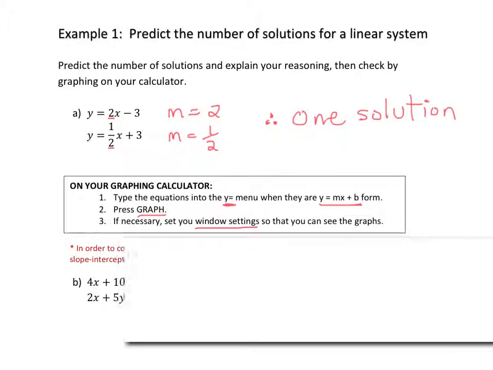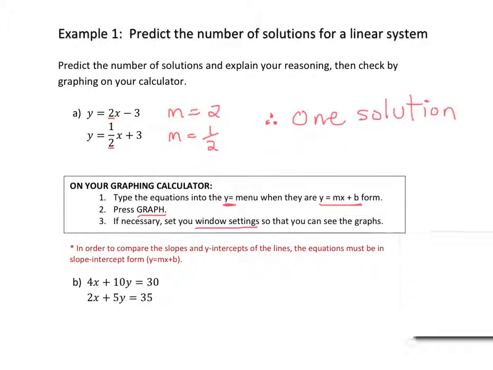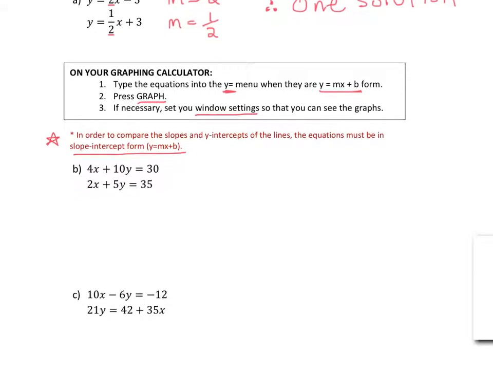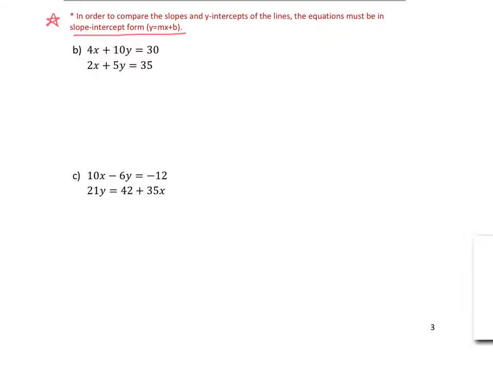Sometimes the equations are not given to you in a nice y equals form. In order to be able to compare the slopes and the y-intercepts of the lines, the equations must be in slope-intercept form, or y equals mx plus b. So if we look at our next example here, example B, we have two equations that are not in y equals form. So I'm going to go ahead and put them in y equals form.